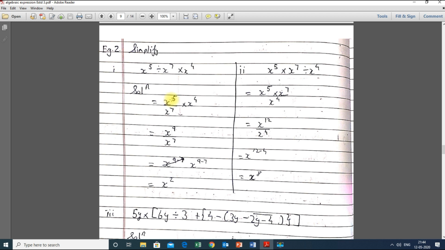Now, since the base is the same, I will add the powers. 5 plus 4 is 9. Therefore, x raised to 9 upon x raised to 7. This 7 will go up, therefore x raised to 9 minus 7. So my final answer is x raised to 2.